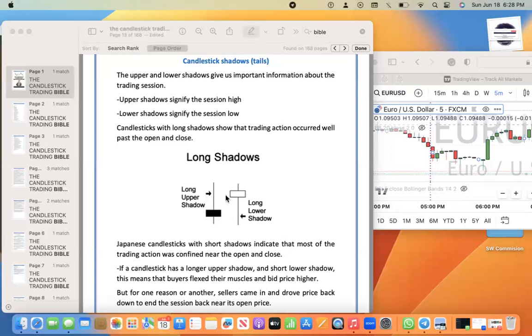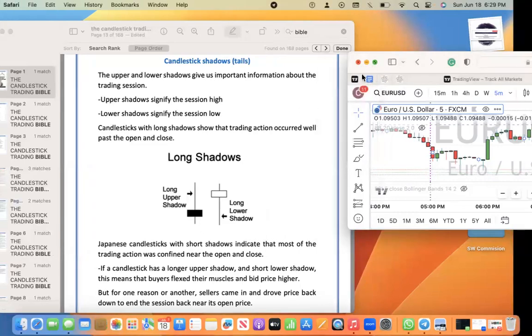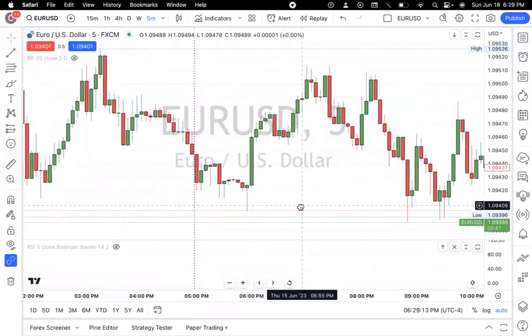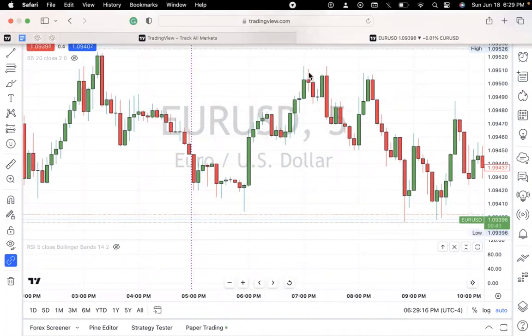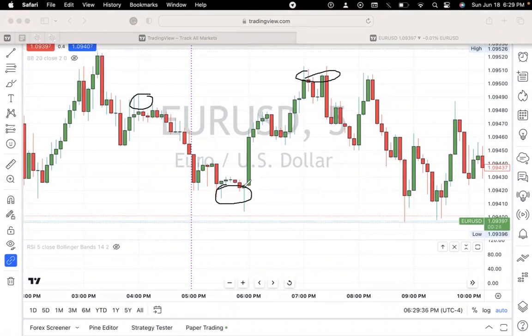So let me go to the chart so we can look at some examples. First, we'll look at the upper shadow, right? And we'll see how price was eventually pushed down, right? So we can literally see here. Right, we can see here. Right. And then even if we look at it for a buy, right, we see here, right? We see a small body green candle, right? And then we see the green candles picked up. Right. So that makes sense.